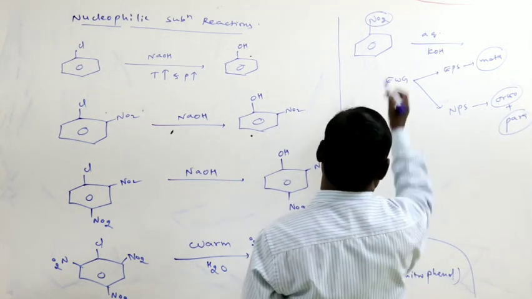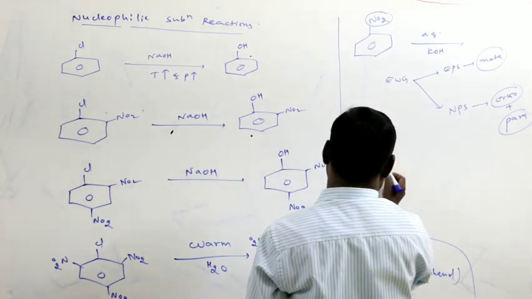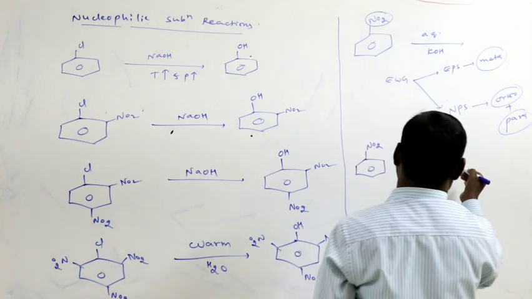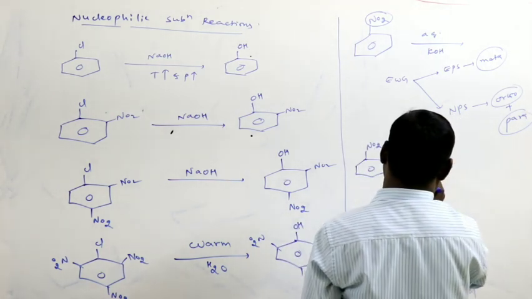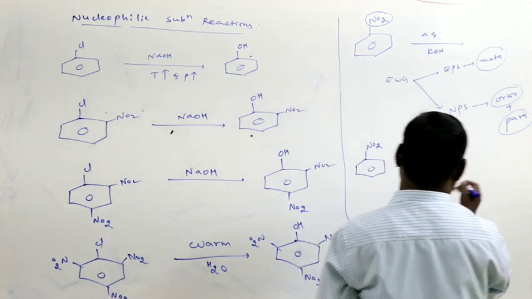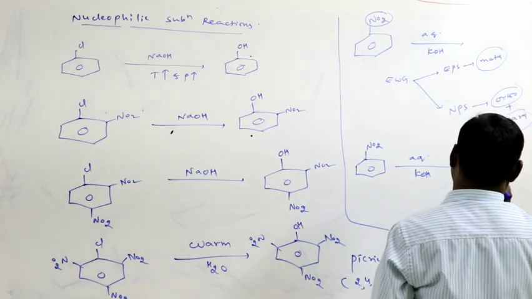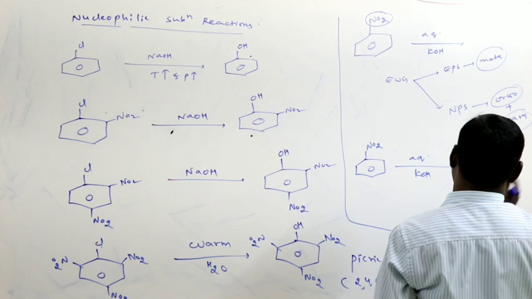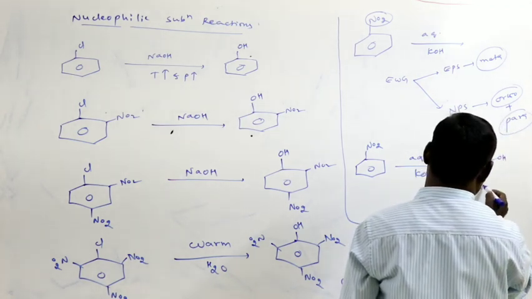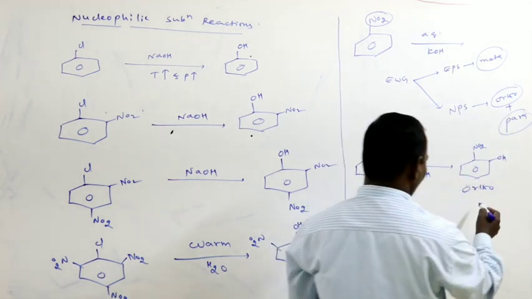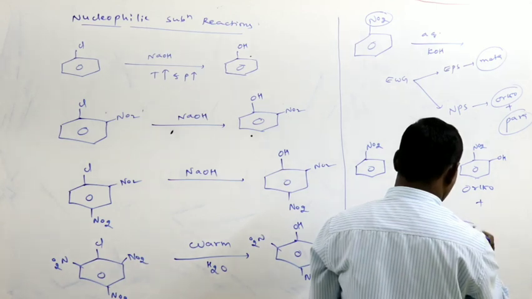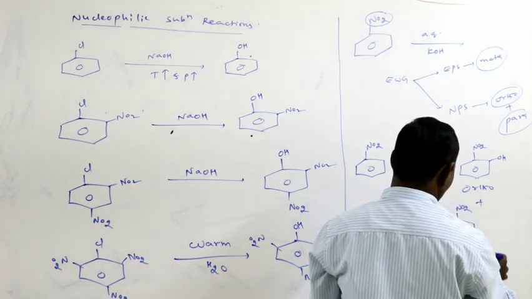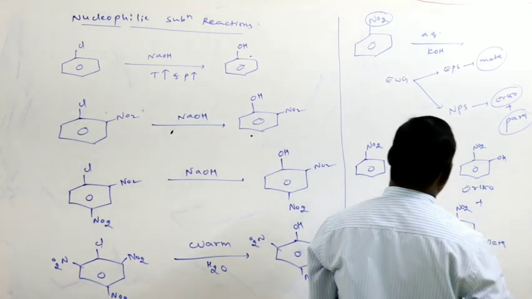So therefore, here NO2, nitrobenzene is treated with aqueous KOH, potassium hydroxide. It gives orthonitrophenol and also paranitrophenol. This is orthonitrophenol plus paranitrophenol. This is paranitrophenol. Why?